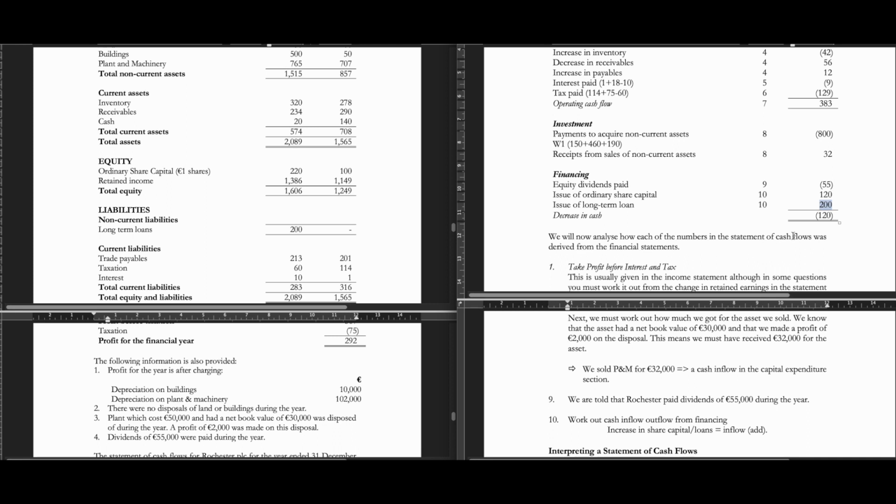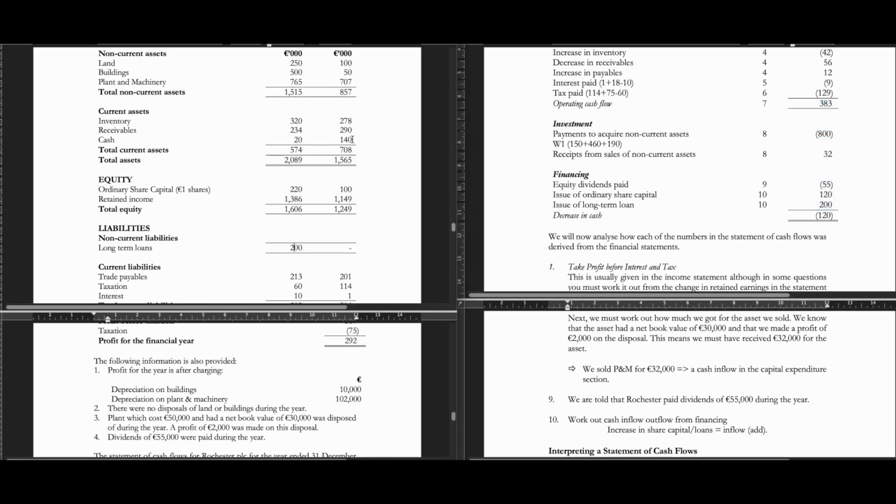And our decrease in cash is then 120 when we add up all of these things here. It should come to minus 120. We go back to our balance sheets and we can see the cash went from 140 to 20. That is minus 120 as well. Okay, so that is the cash flow statement.